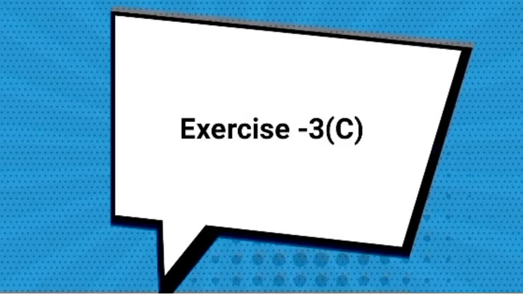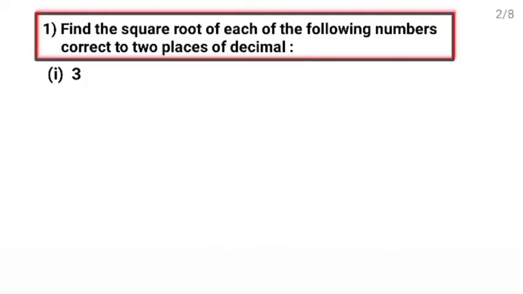Students, in this class we are starting a new exercise, that is 3C. First question is: find the square root of each of the following numbers correct to two places of decimals. Students, before solving this question, firstly we understand some points which you need to keep in your mind.